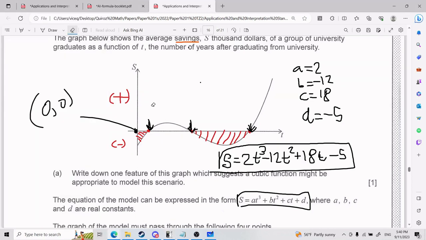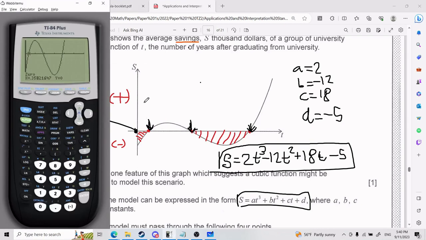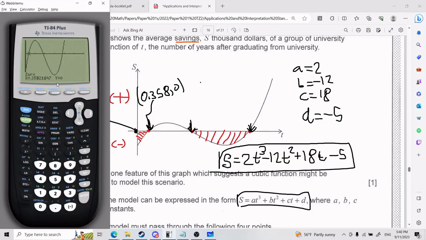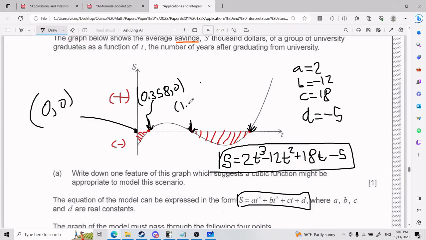The 0 over here is 0.358, comma 0. So that is this point here. What about the next point? Well, let's do the same process. Left bound, we're going to get it a little closer over there. Right bound over here. And guess right there. All right, so this over here is 1.83, comma 0.